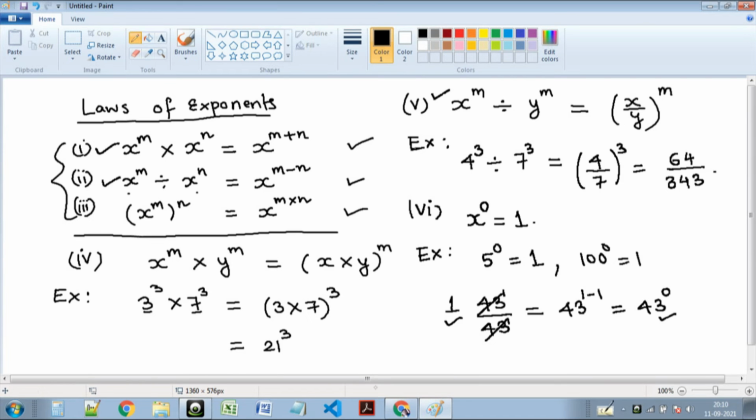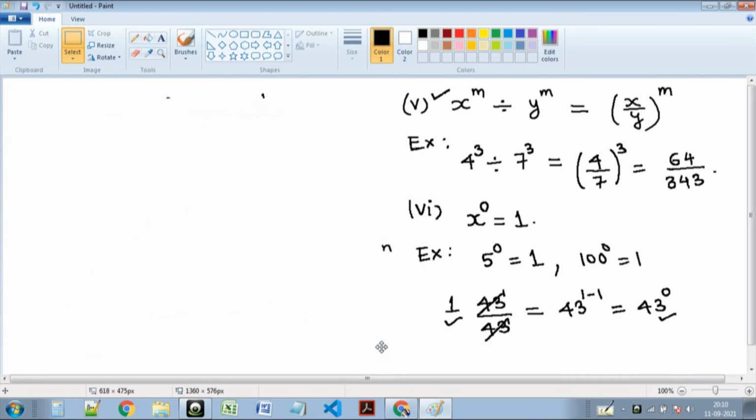There is one more law that I also want to share with you in this video only, so that in the next video we can see some examples based on these laws of exponents. So I am making some space so that we can go for law number 7. Okay. So this is law number 7.